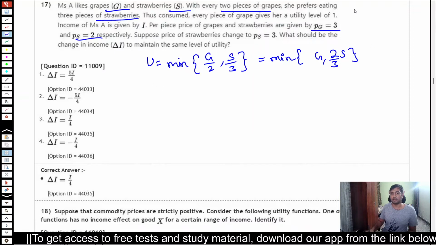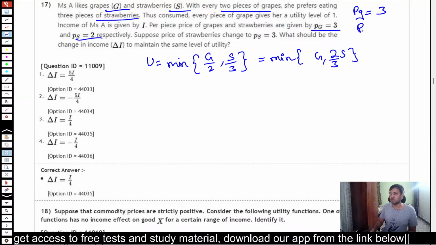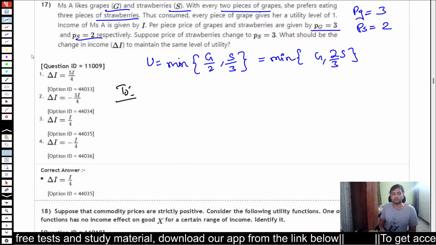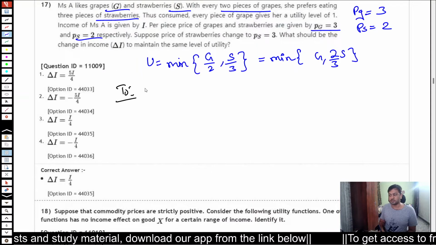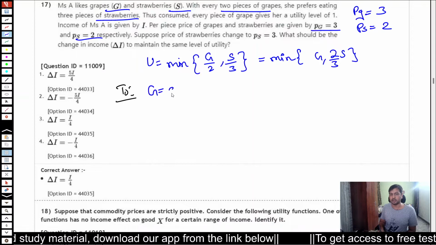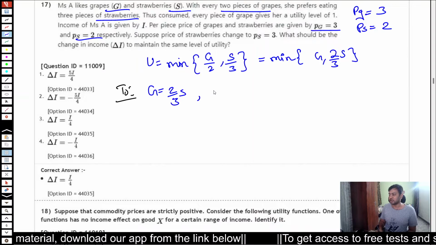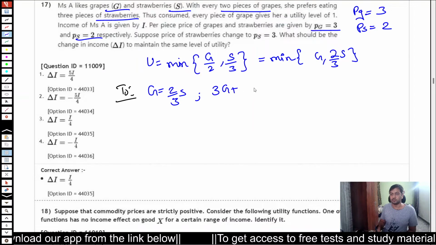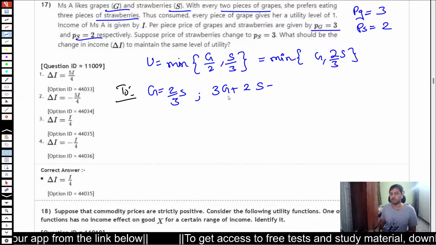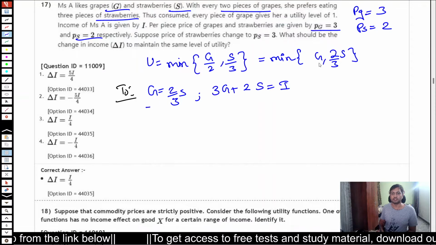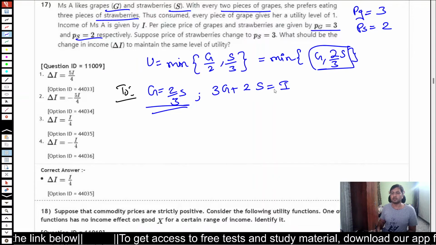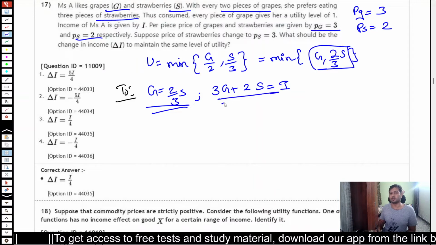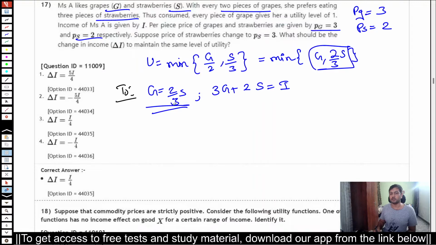Now the price of grapes is equal to 3, and the price of strawberries is equal to 2. First, time period 0. In time period t naught, you will have grapes equal to 2 by 3 strawberries, right? And 3g plus 2s must be equal to income. This is your budget constraint. This is what you get by equating these two parts. Because it's a min function, a Leontief function, these two parameters must be equal, and this is basically your budget constraint. Okay, so now this is sorted.